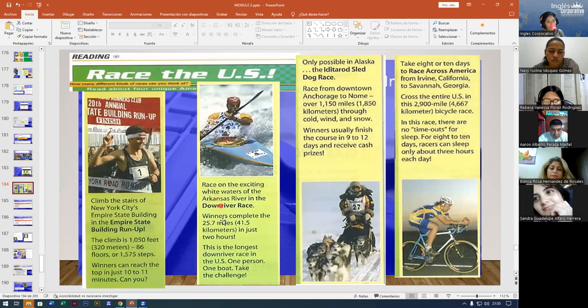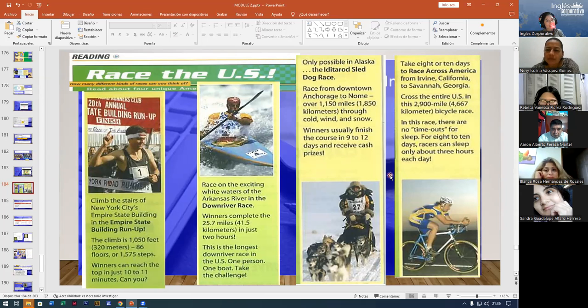What about in this one? In Kansas River. The rivers. That will be Arkansas, right? About the place? The place of the Iditarod Sled Dog Race. What's the place? Alaska. Excellent. And the last one, Race Across America.